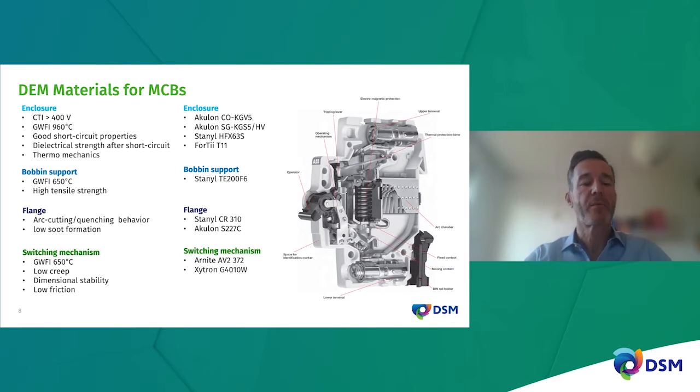Even at higher ratings, we position Stanyl HFX 63S, halogen-free flame retardant 35% polyamide 4,6, and for the highest ratings, we position a PPA, a 4T11. For the bobbin support, because it requires high thermomechanical performance and high impact, we position Stanyl TE200F6. For the flange, normally unfilled polyamide 6,6 is used, and for increased arc quenching performance, Stanyl CR310.